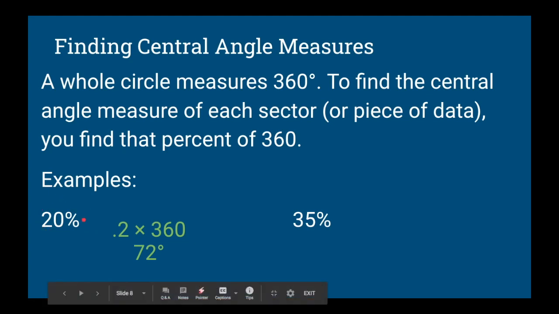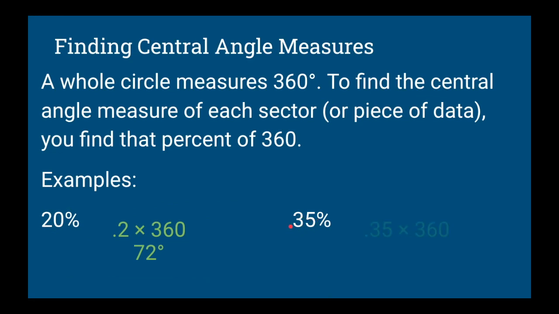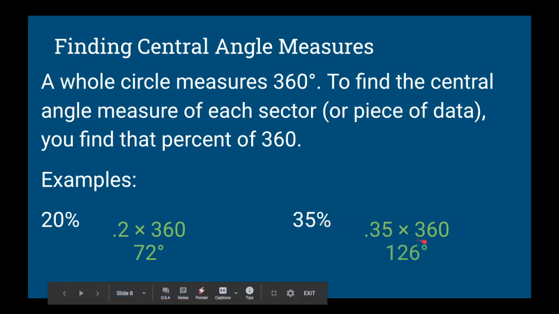For 35%, you would again change it to a decimal, which is going to be 0.35, multiply it by the whole 360 every time. And 0.35 or 35% times 360 tells me my central angle should be 126 degrees.